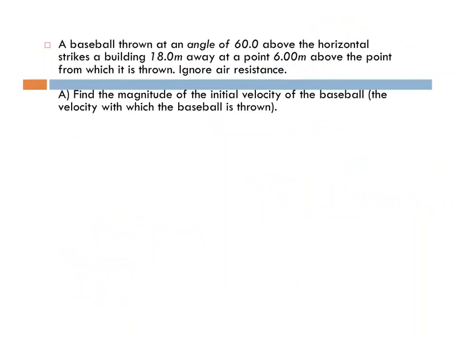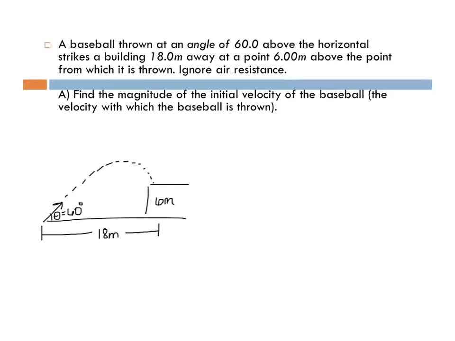Now for a slightly trickier problem. A baseball is thrown at an angle of 60 above the horizontal, strikes a building 18 meters away at a point 6 meters above the point from which it was thrown. Ignore air resistance. Now it's asking you to find the magnitude of the initial velocity of the baseball, the velocity with which the baseball is thrown. So, for these situations, it's always important to draw a picture.